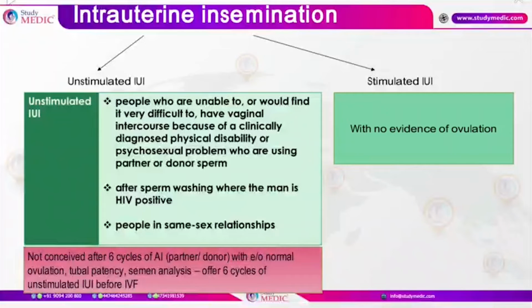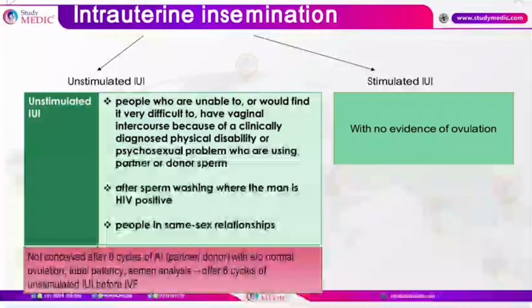Talking about intrauterine insemination, it can be done intrauterine or intracervical, in an unstimulated cycle and a stimulated cycle also. Talking about unstimulated cycle IUI, these are people who are unable to or find it very difficult to have vaginal intercourse because of a clinically diagnosed physical disability or psychosexual problem, or who are using partner or donor sperm, or after sperm washing if the male is HIV positive. Or people in same-sex relationships, in that context you can perform an IUI in an unstimulated way. But the success of a stimulated IUI cycle is much better than the unstimulated IUI cycle.